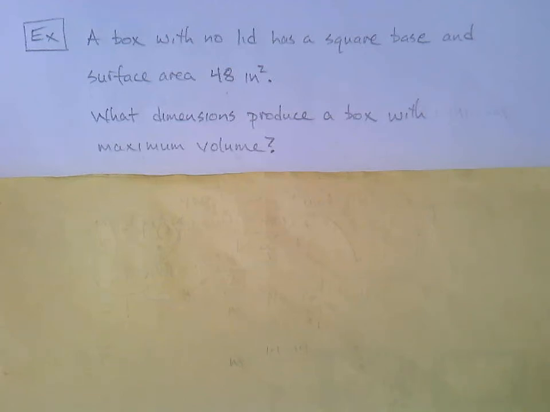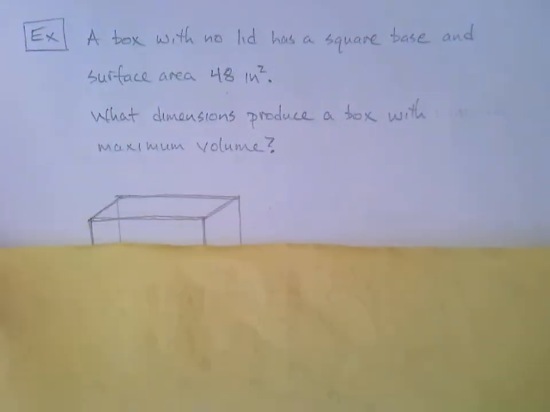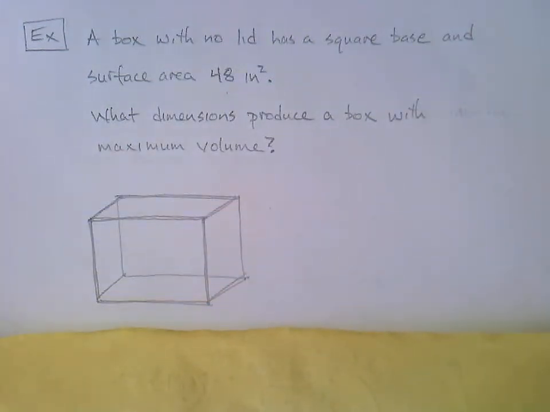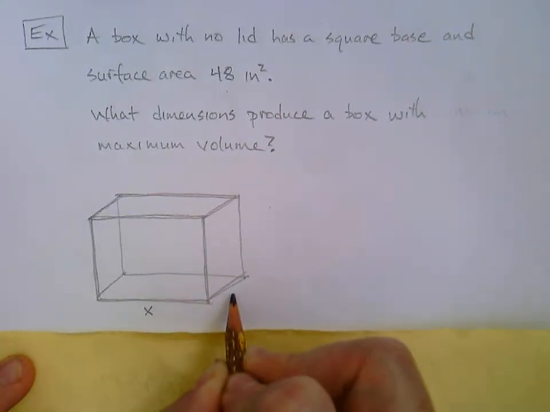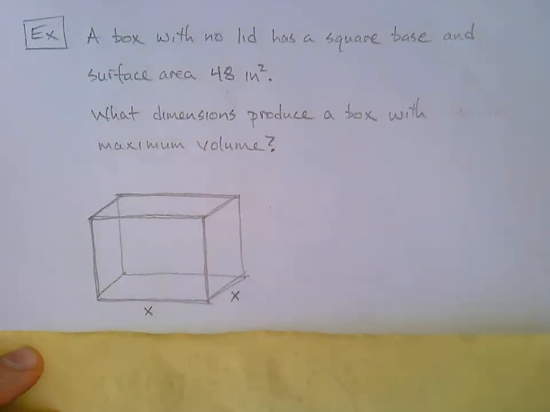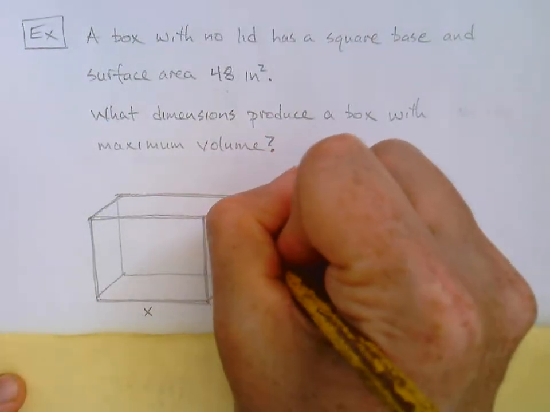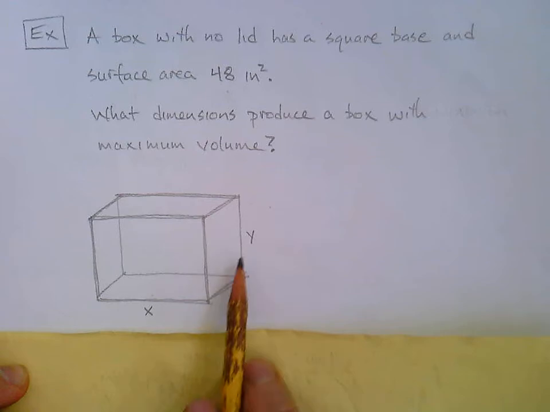Okay, the first thing we want to do is a drawing, because that's going to help us get our equations. So I've got my drawing here of my box. Very nice, right? It's a rectangular box, right? And now let's start to label this thing with some variables. So we know the base is square. So I'm going to say x and x for my square base. It doesn't say anything about the height. So that's just going to be some other variable. Maybe we just call it y. So our box is x by y.